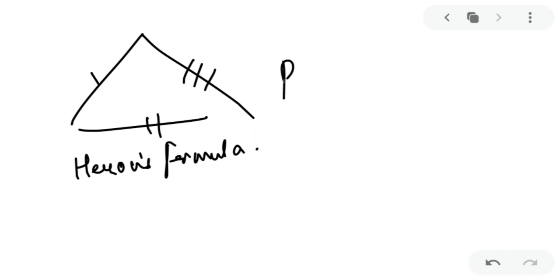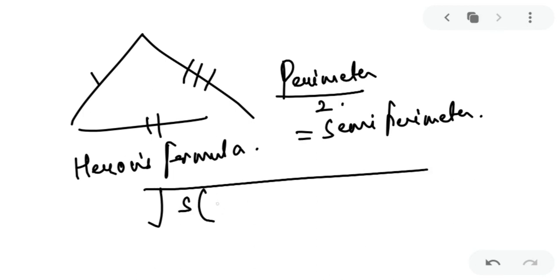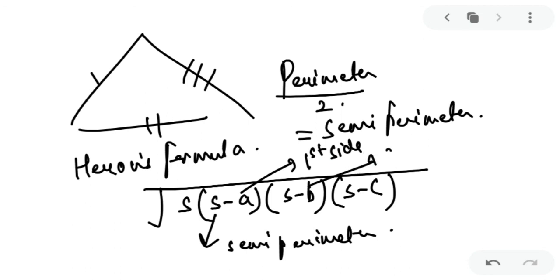For that you have to first find the perimeter, divide by 2 to get the semi-perimeter, and then utilize that semi-perimeter in this formula as root of S into S minus A, S minus B, S minus C. What is S here? It's the semi-perimeter. And what are A, B, C? A is your first side, B is your second side, and C is your third side.